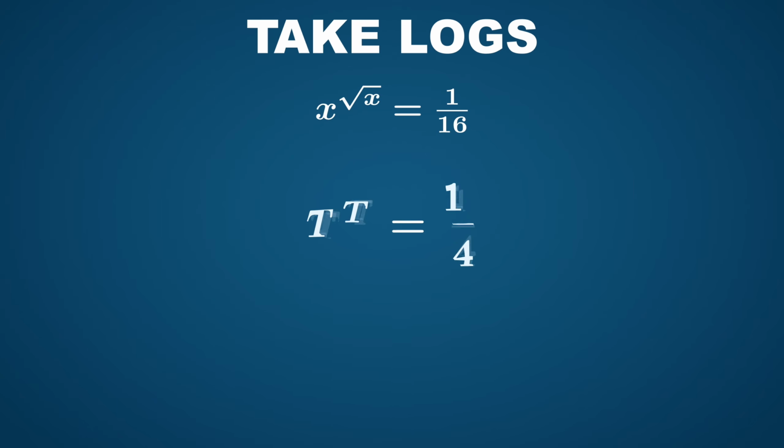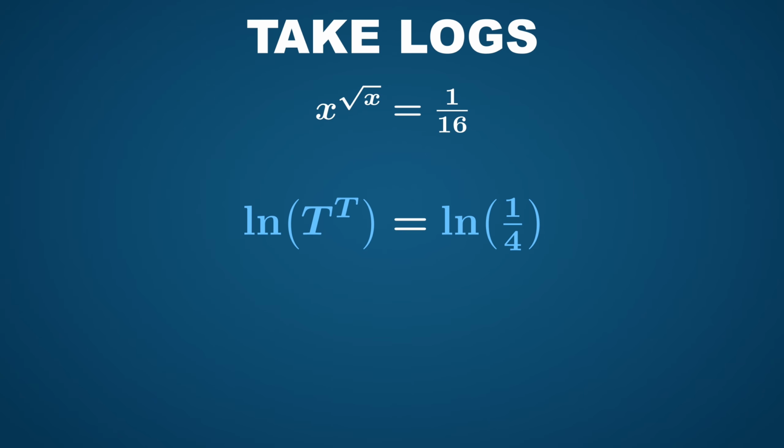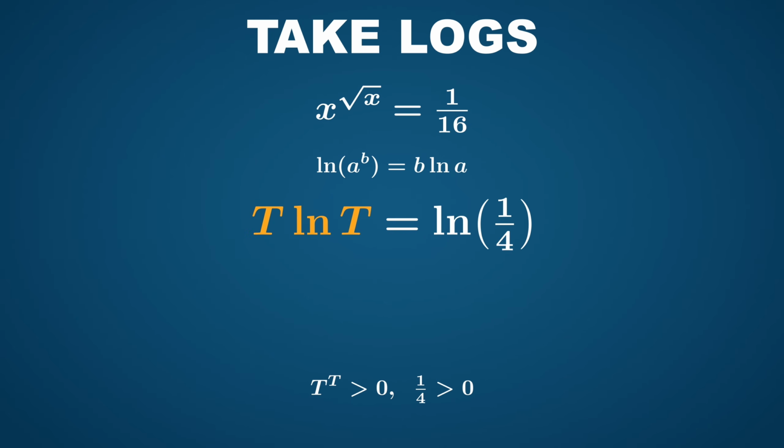To free the t from its own exponent, we take the natural log of both sides. That move is allowed because both sides are positive numbers. On the left, the log of a power drops the exponent down in front, so the log of t to the t becomes t times the log of t.